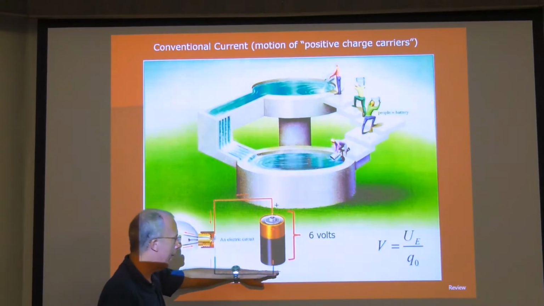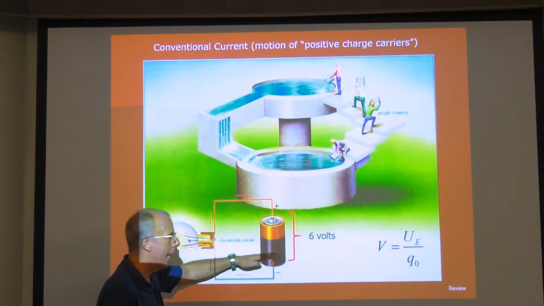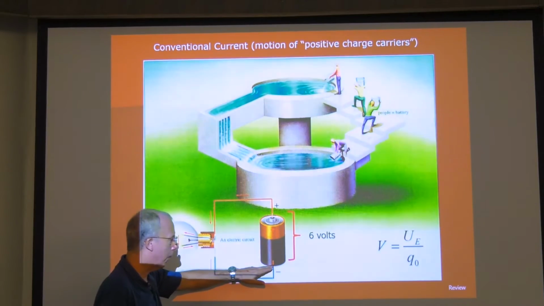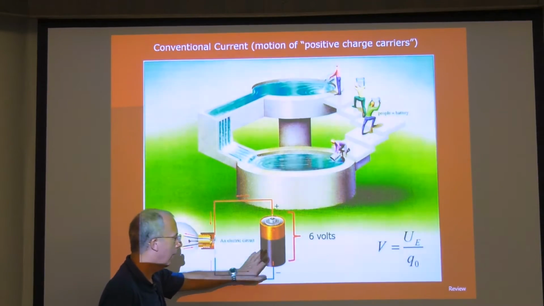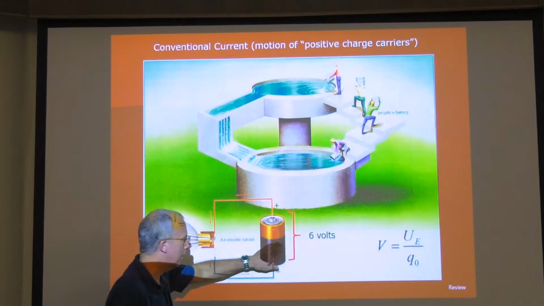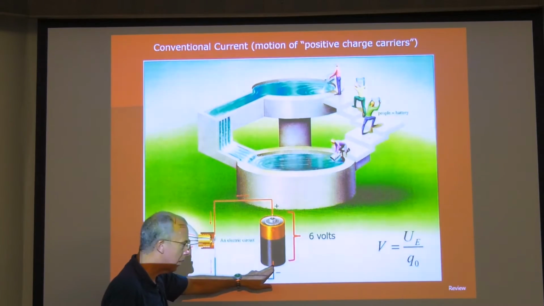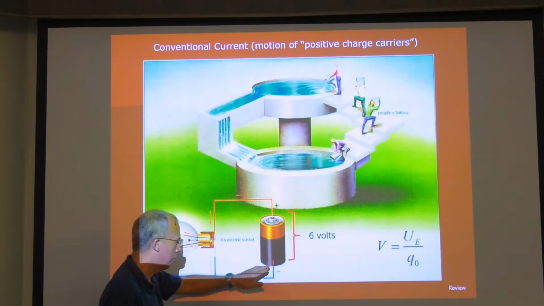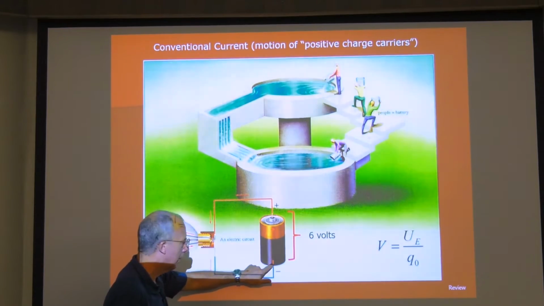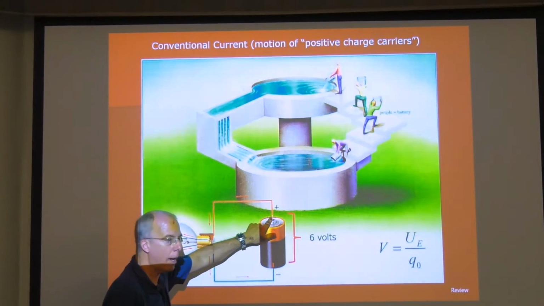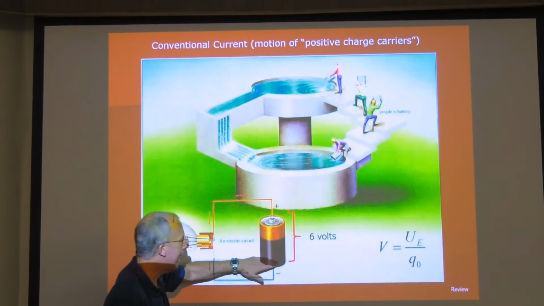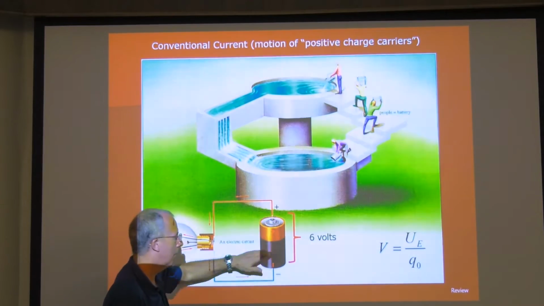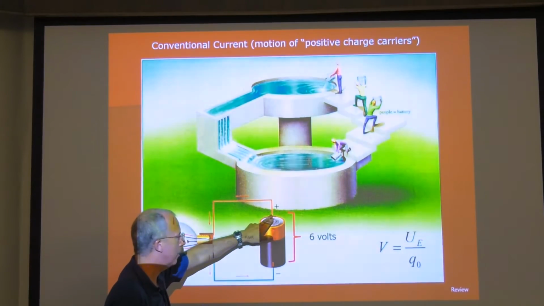Now to make this thing a source of volts or energy, we need to give these positive charge carriers energy. There's a chemical process in the battery that basically separates charge. So let's assume that the positive charge carriers are pushed up here where they don't want to be. So they've gained potential energy. So here they are with potential energy.